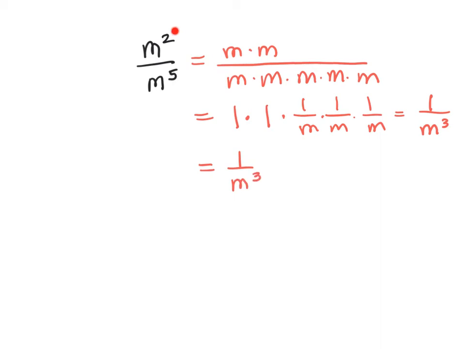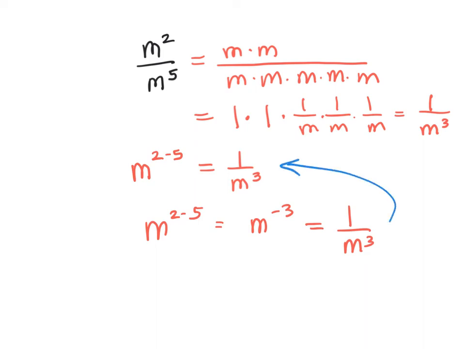But again, remember our subtraction rule. If I apply the subtraction rule, what I would do is take 2 minus 5, the top exponent minus the bottom exponent. Well, m to the 2 minus 5 gives me m to the negative 3, which we also know is equal to 1 over m to the third because of the math that we did up here.